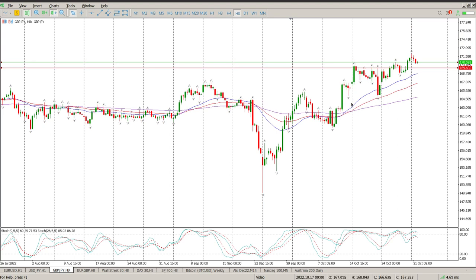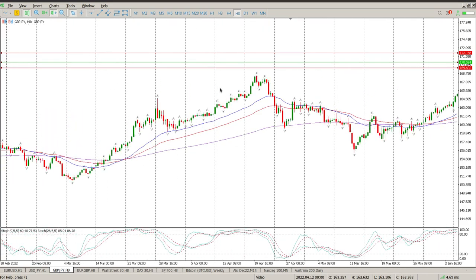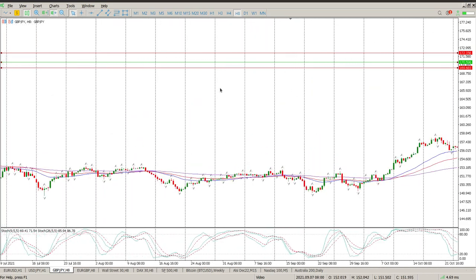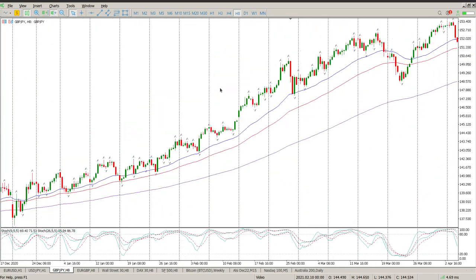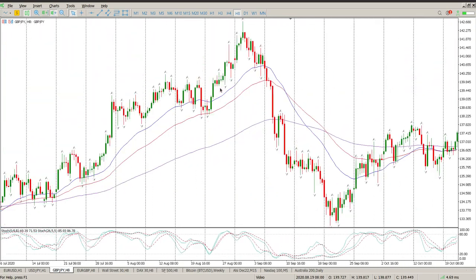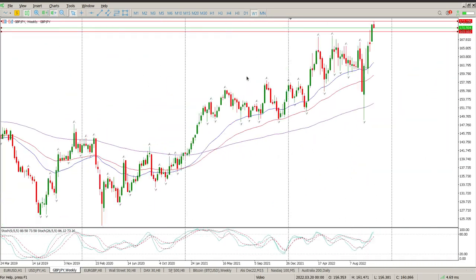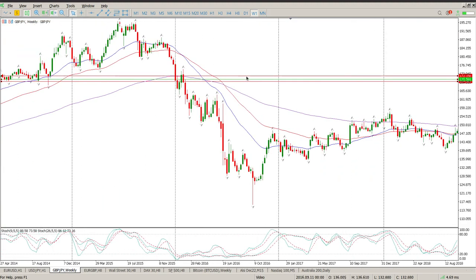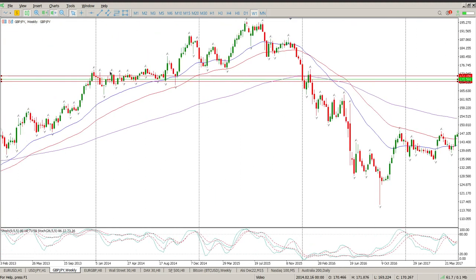Not 100% sure whether that is off something. So let's just scroll to the left, and yeah, I think maybe just go to the weekly. There's quite a bit here, nothing concrete, but a lot of stuff in the weekly.